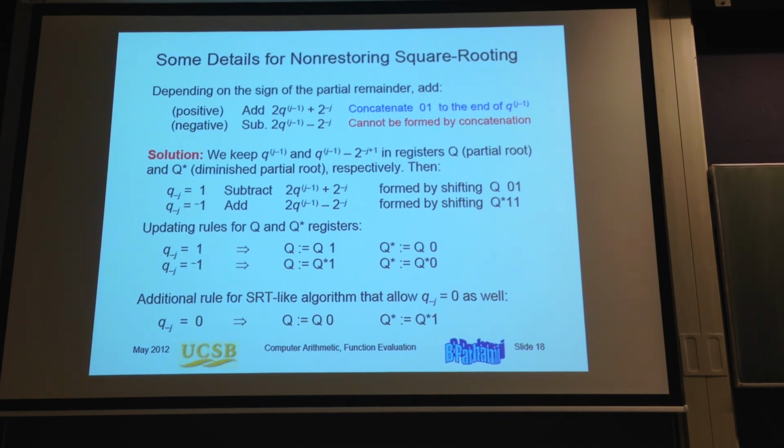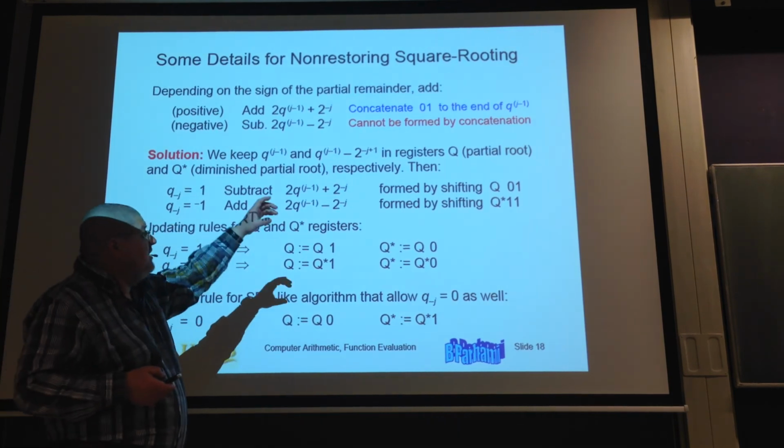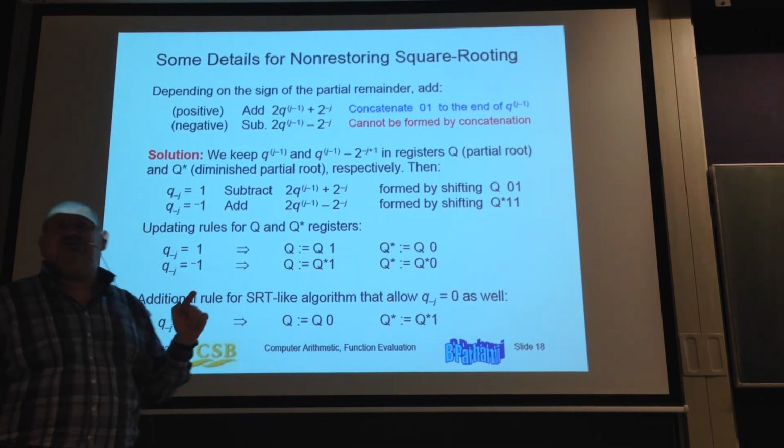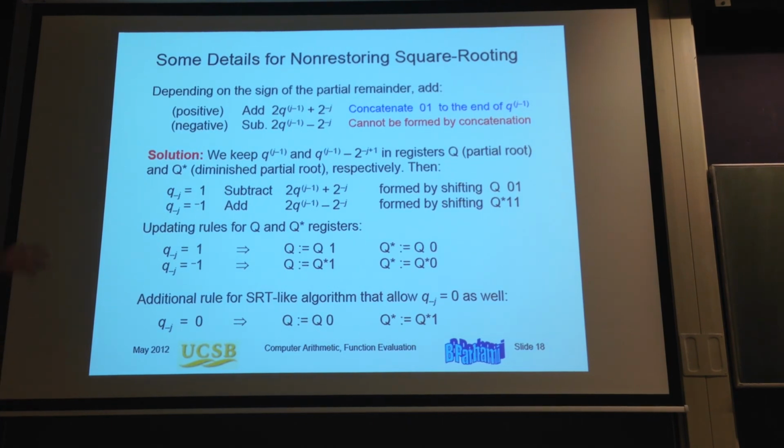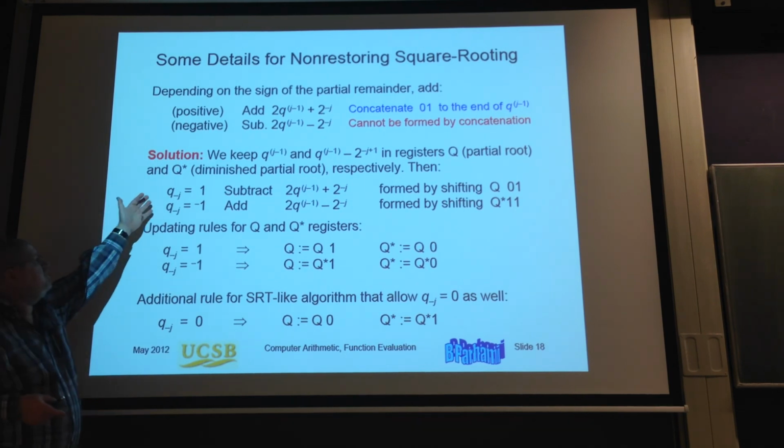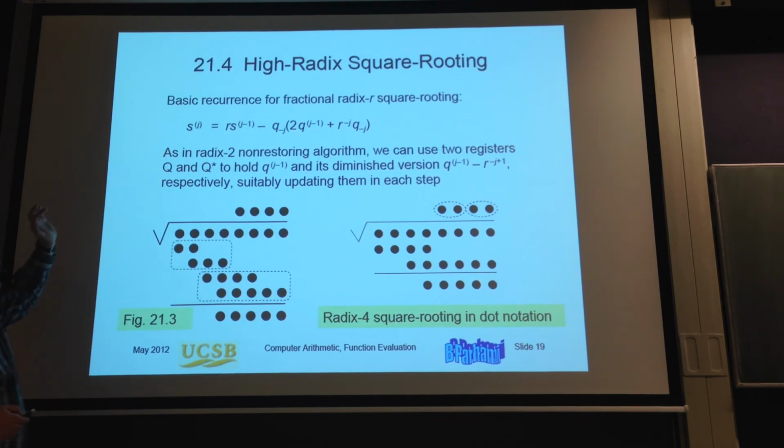But there is that kind of extra complication that now I need two registers. Then I have some bookkeeping which will require to store the partial root and the diminished by 1 partial root. And now depending on what I have, I will use one or the other, and I will report 1 and minus 1, and I can do on-the-fly conversion. Now the question is whether or not I can do high radix, and I'm quite sure I can, but things are getting more complicated.